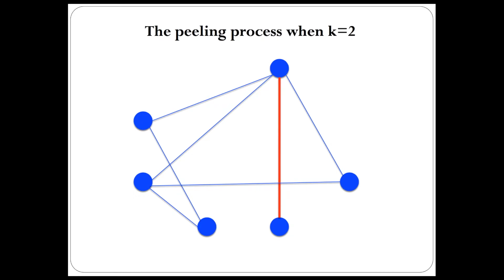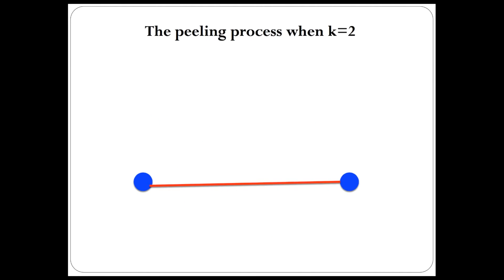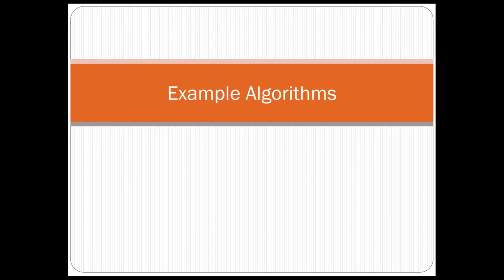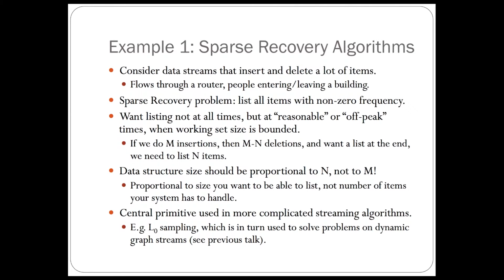Let's see an example algorithm that is really doing peeling. This is an algorithm for the sparse recovery problem, which is defined as follows. Consider a data stream that inserts and deletes a lot of items. It's a turnstile stream, such as the graph streams that Andrew was just considering. Other examples would be flows through a router, people entering and leaving a building, et cetera. The sparse recovery problem is just to list all of the items with non-zero frequency. But typically, we want to do the listing not at all times, but only at off-peak times where the number of items currently residing in the stream that haven't been deleted is small.